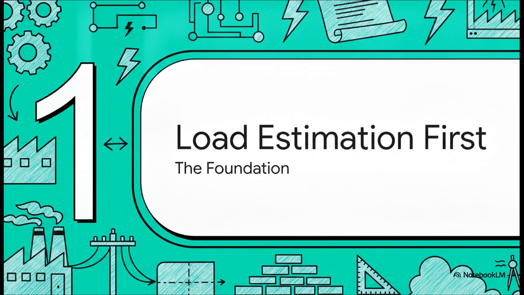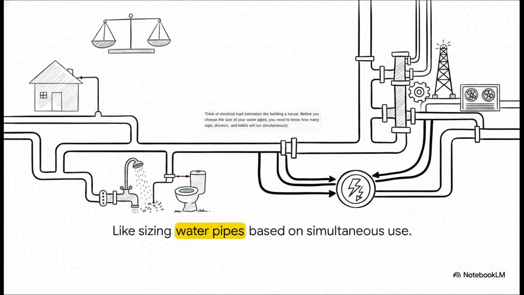Section 1. Why load estimation comes first. Think of electrical load estimation exactly like building a house. Before you choose the size of your water pipes, you absolutely need to know how many taps, showers, and toilets will be running simultaneously. In oil and gas, we do this exact same thing using a preliminary single-line diagram. Every single load has to be plotted out, but instead of taps and showers, we're looking at massive motors, lighting setups, and HVAC systems. We have to map out what runs at the exact same time so we know our power generation can actually handle the maximum flow.